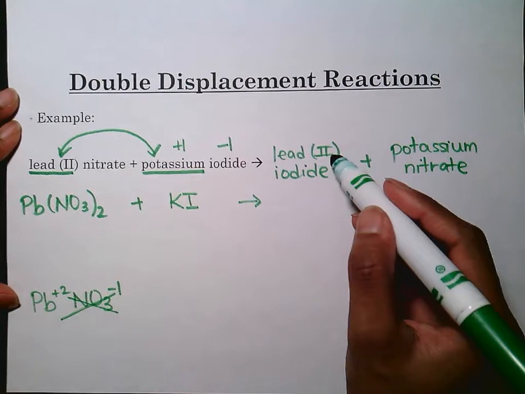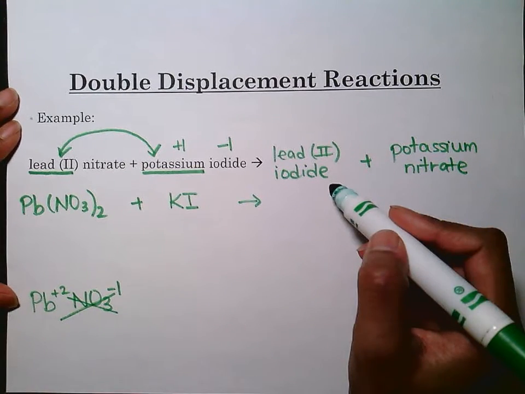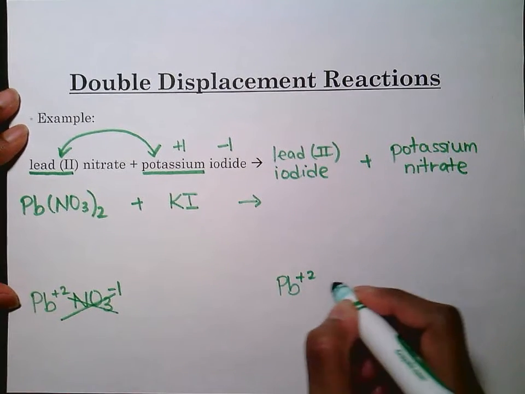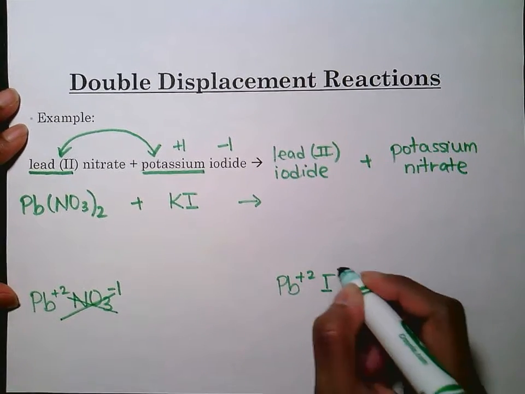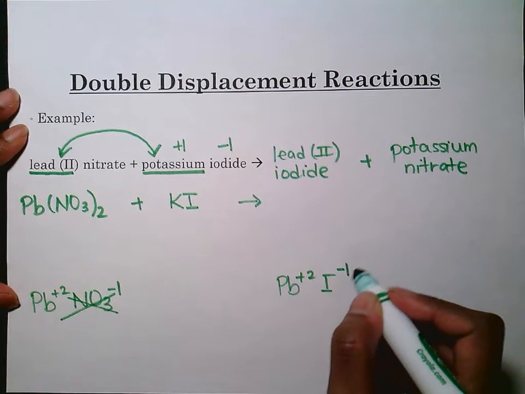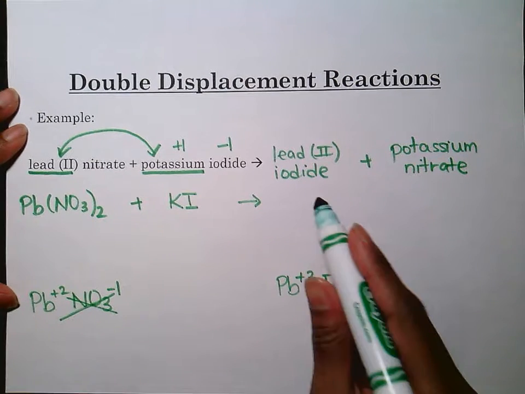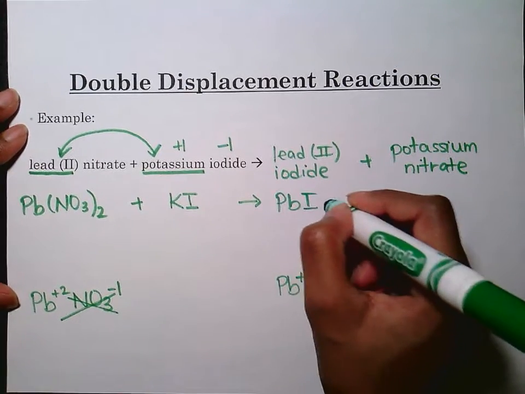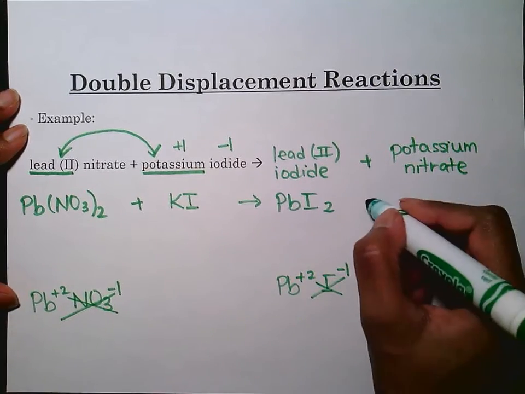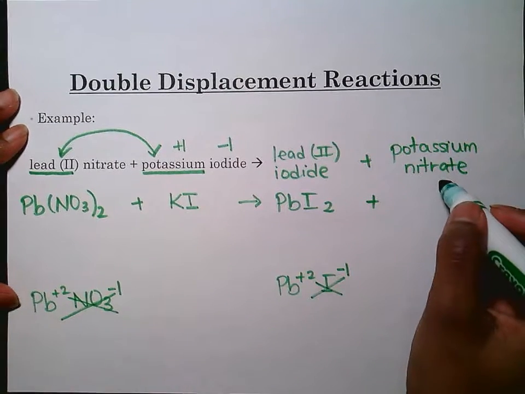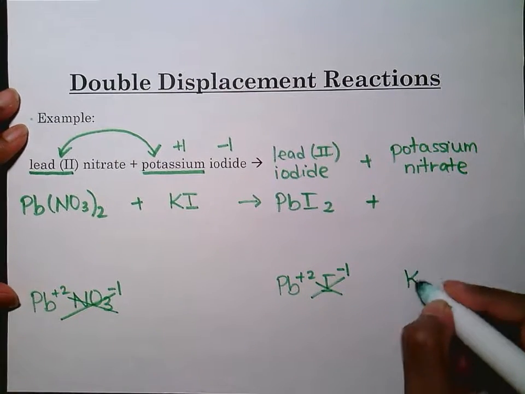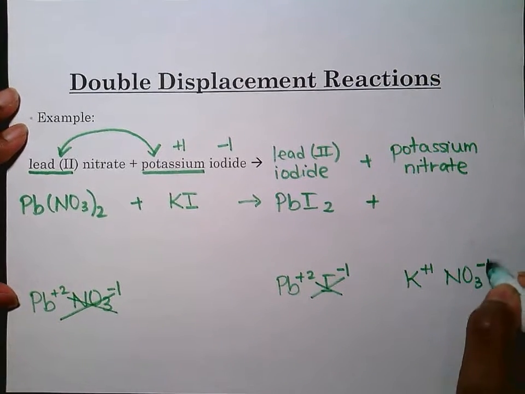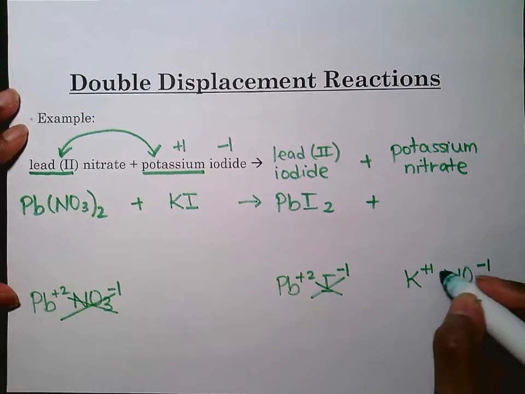Now I'm going to have my lead 2 and my iodine combining. So it's a Pb +2 and my iodine, which is a -1. So crisscross my charges here and rewrite my formula. And lastly, I'm going to have my potassium and my nitrate combining. So my potassium is +1 and my nitrate is -1. So I'm going to crisscross those there and get my new formula.